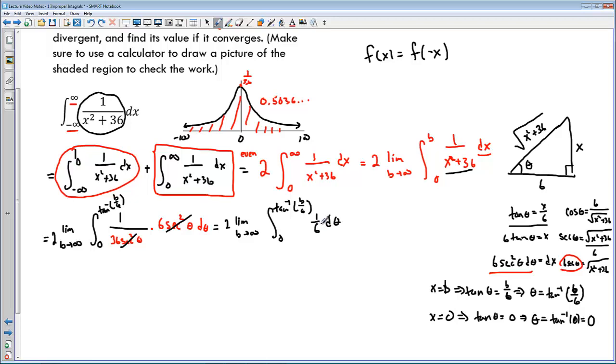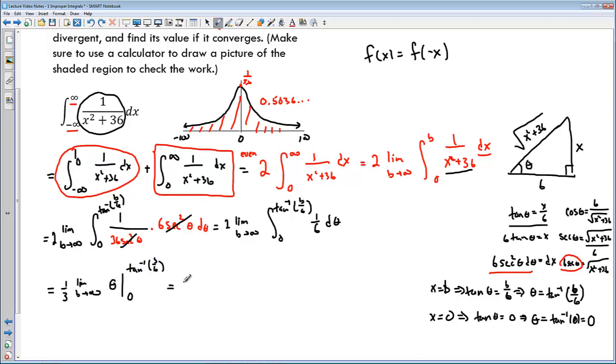I can pull that outside. And so this is going to be 2 times 1/6, which is 1/3. And then you can take the integral of d theta. Remember, that's just theta. So I'm going to have a limit. Keep that limit on there, b goes to infinity. All the numbers can go out front. And the integral of d theta is just theta. And I'm going from 0 to tan inverse of b over 6.